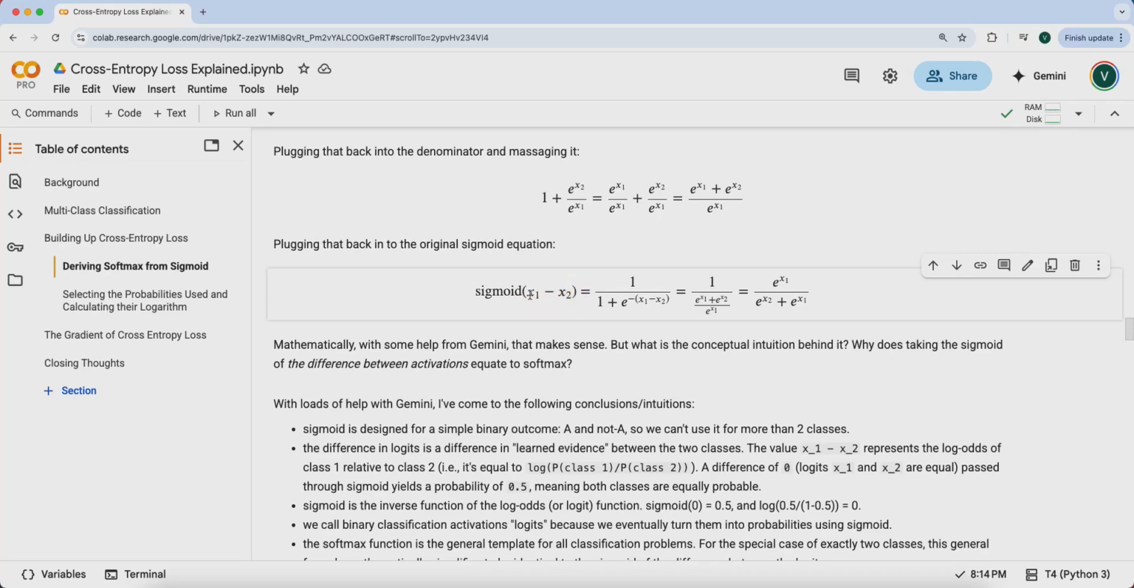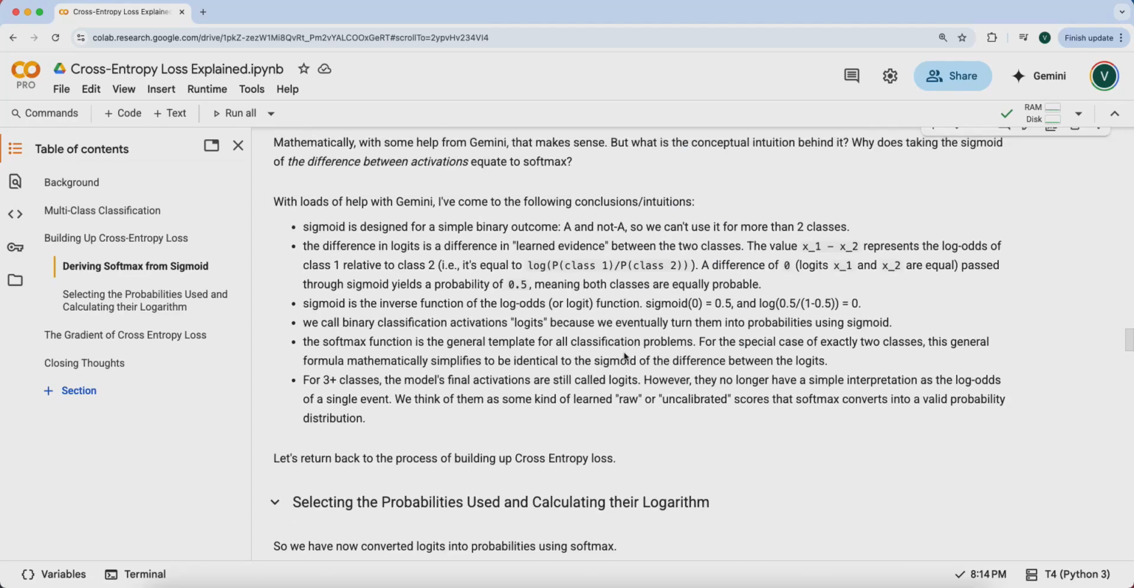And that binary classification relationship is the only reason we can use this difference in logits to give us the softmax. So those were the 6 takeaways that I took from my conversation with Gemini. So let's go back and return to the process of building up cross-entropy loss.